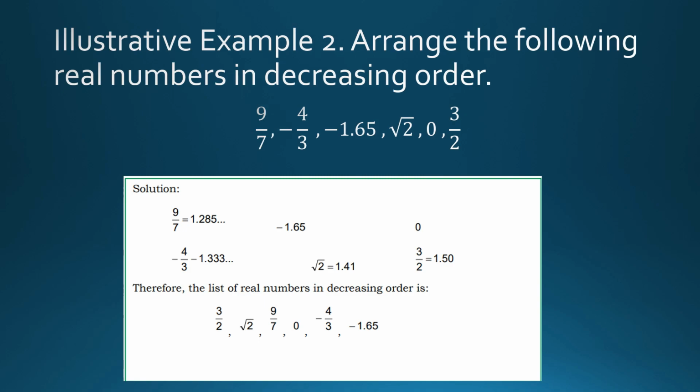-4/3 is equal to -1.333. This is a repeating decimal. Next is -1.65. Square root of 2 is 1.41. This is the estimated value. Then 0. And then 3/2 is equal to 1.50 or 1.5. Therefore, the list of real numbers in decreasing order is 3/2, this is the highest, followed by square root of 2, followed by 9/7, 0, -4/3, and the last one is -1.65.